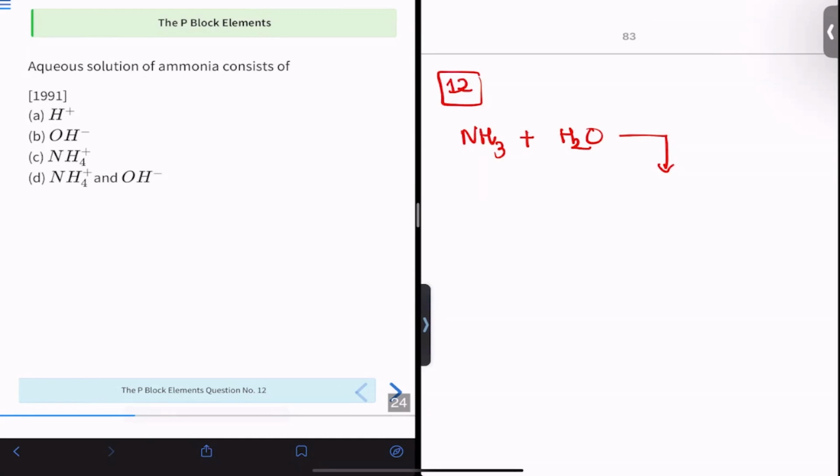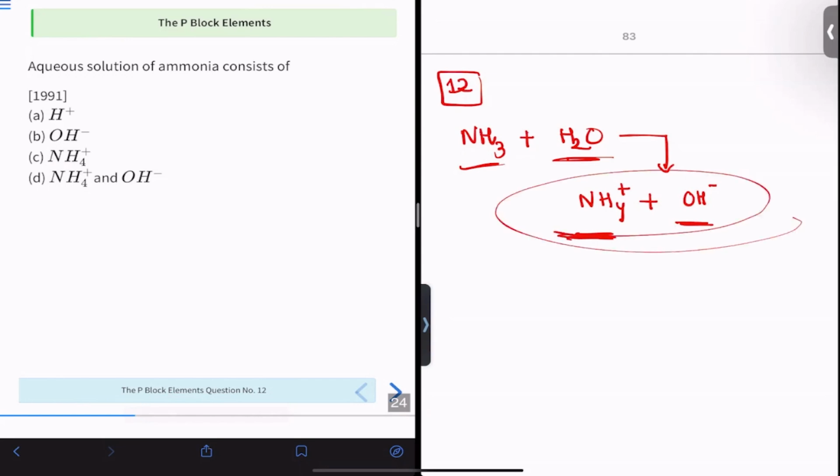What will be the product if ammonia reacts with water? NH3 reacts with water to give NH4 plus and OH minus. NH4 plus is the ammonium ion, OH minus is the hydroxide ion. So this is our aqueous solution of ammonia: NH4 plus ion and OH minus ion. Which option has NH4 plus and OH minus? Option number D.